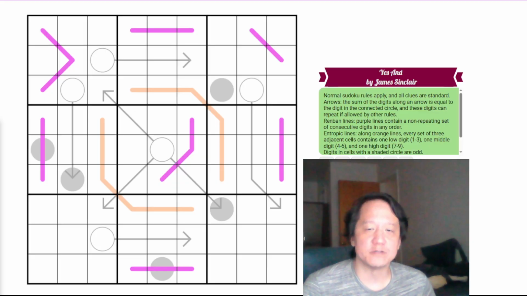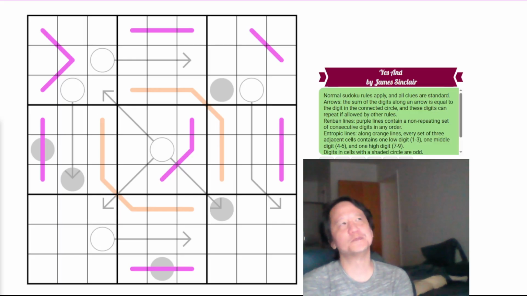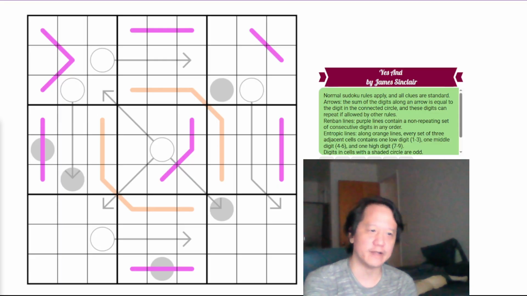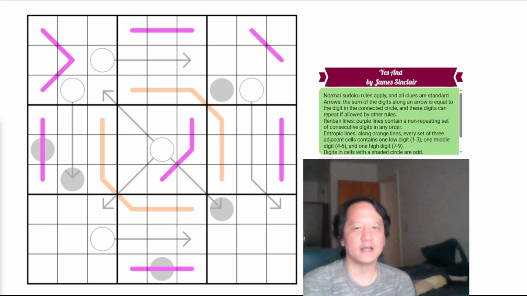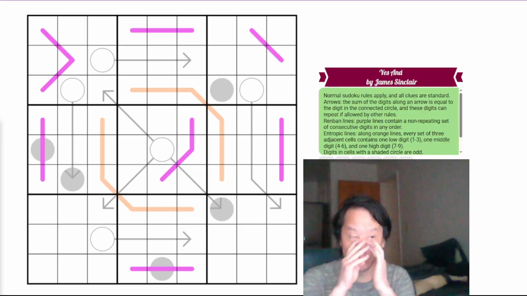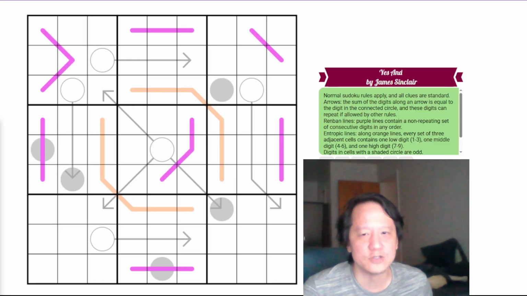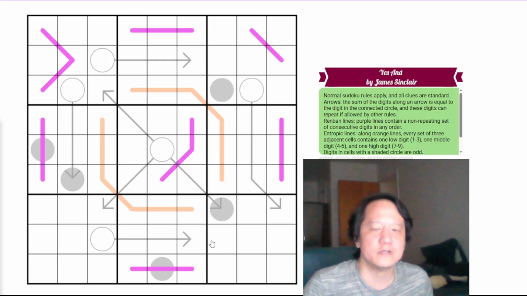Today's very easy puzzle is called Yes And by James Sinclair, and I believe that's in reference to keeping your mind open for doing things that you're not necessarily comfortable with, right? It's basically saying, if someone asks you if you want to do something, you say yes, and let's also do something more, maybe along the lines of what you're being asked to do. Anyways, this is by James Sinclair, and let's get to the rules.